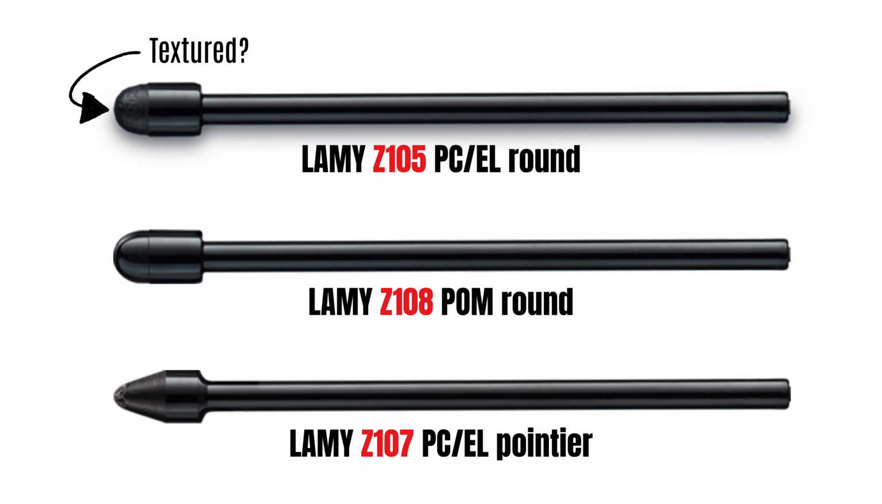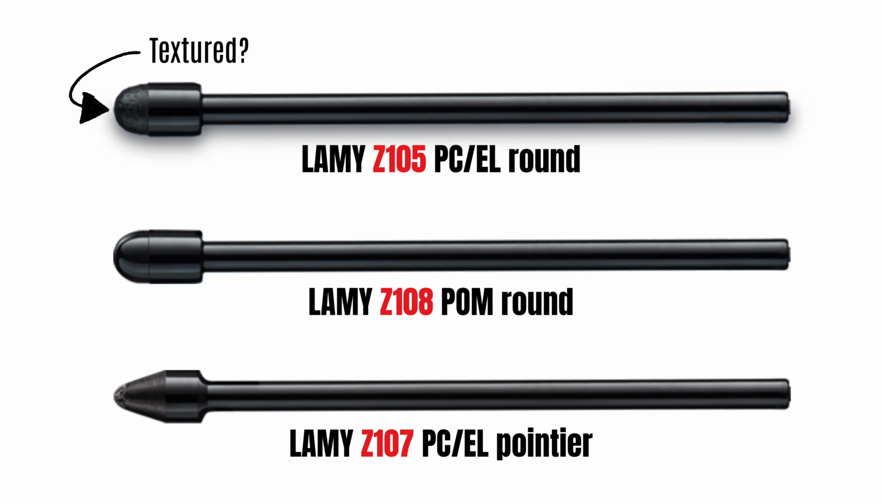And shown on the screen right now are the three different pen nibs that are available for this Lamy digital pen. The one at the top is the Lamy Z105 PC/EL round pen nib. Based on the product photo, it seems like this may also be a textured nib, but I cannot confirm because I don't have this pen nib. The one in the middle is the Lamy Z108 POM round pen nib, and this is a hard plastic nib. This has no texture on the tip, and this has no rubberized tip, so this is going to write and draw very smoothly on glass surfaces.